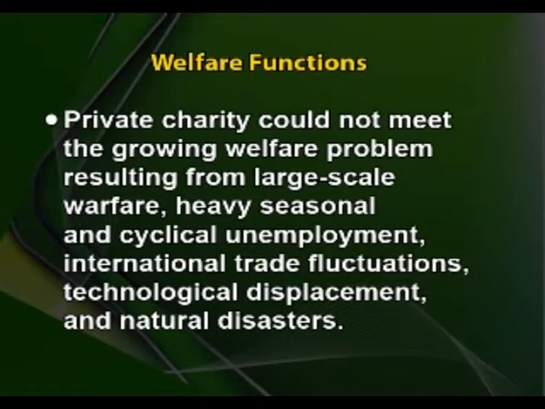Private charity could not meet the growing welfare problem resulting from large scale warfare, heavy seasonal and cyclical unemployment, international trade fluctuations, technological displacement and natural disasters. Whenever we talk about welfare, it is basically about providing food, shelter, clothing, education and health. These are the five important areas of welfare.